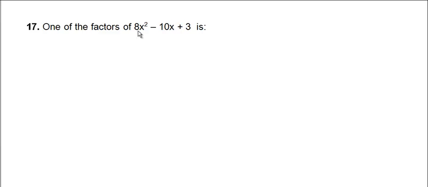Our first step is to multiply our A, which in this case is the coefficient of the x squared term, times our C, which in this case is our constant, positive 3. So we multiply 8 times 3, which gives us a positive 24. So what we're looking for are the factors of positive 24 that add to our middle term, which is a negative 10. So what I'm going to do is write down all the factors of positive 24.